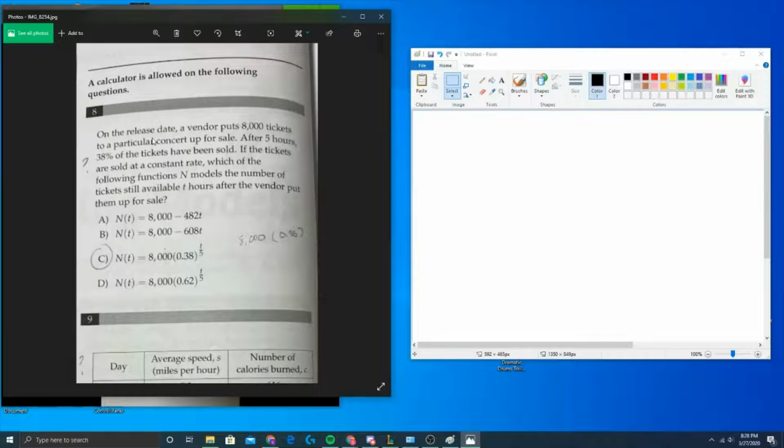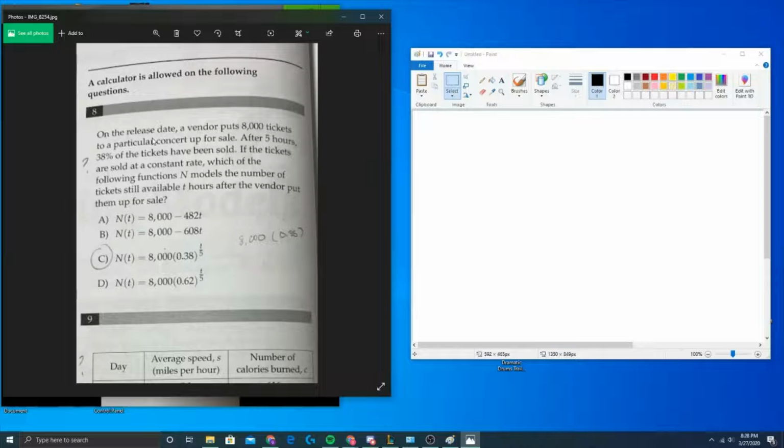On the release date a vendor puts 8,000 tickets to a particular concert up for sale. After 5 hours, 38% of the tickets have been sold. If the tickets are sold at a constant rate, which of the following functions models the number of tickets still available t hours after the vendor put them up for sale?